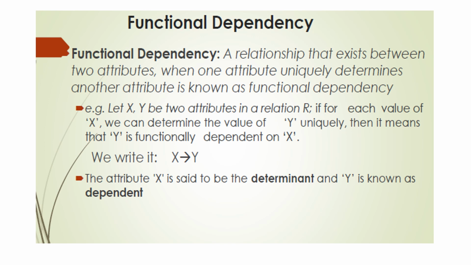So let X and Y be two attributes of the relation R. In the student table, X and Y may be student ID and student name, two attributes. Each value of X determines the value of Y uniquely. That means Y is functionally dependent on X. Generally we write the key identifier as X, an arrow mark, and Y. This way we represent it. The attribute X is said to be the determinant and Y the dependent.